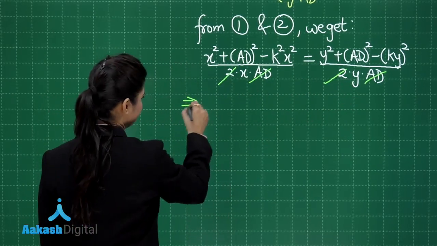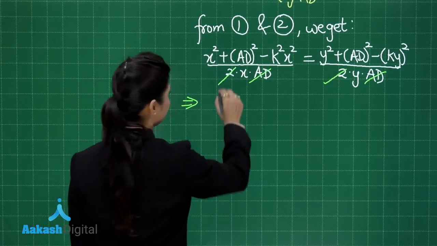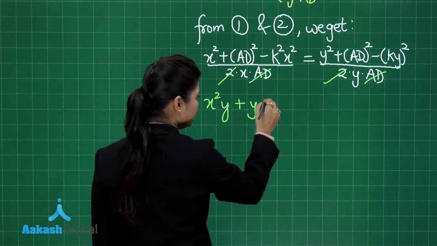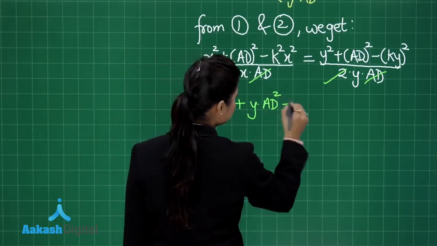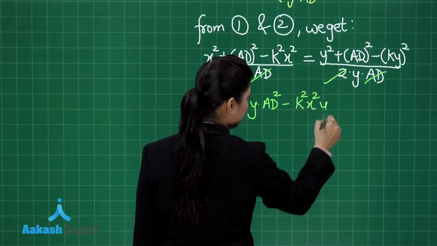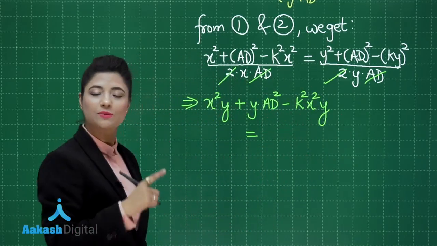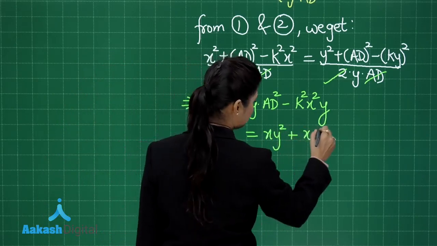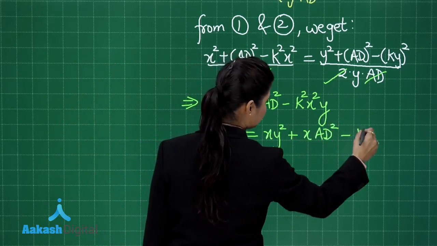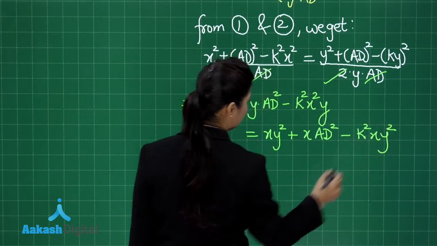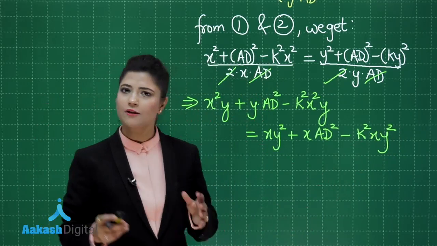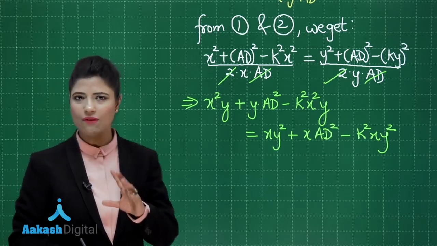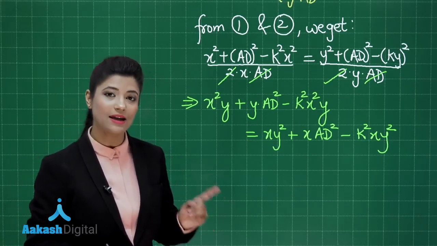After cross multiplying the denominators, I get x square y multiplied to all these terms, plus y into AD square, minus k square x square y. On the right hand side, x gets multiplied to all the terms, resulting in x y square plus x AD square minus k square x y square. Finally, you need the relationship between AD, AB and AC, where AB is x and AC is y.